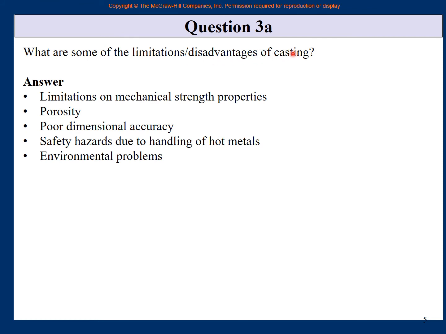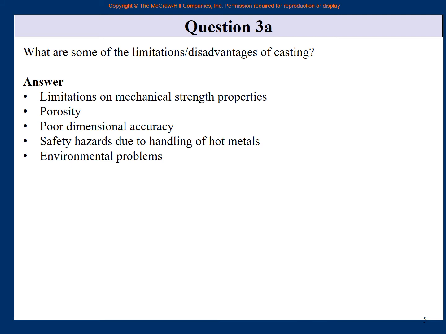Casting is a very good and very popular manufacturing process around the world. But what are the limitations or disadvantages of casting? Even if you do not remember, if you have learnt about casting, you can think of limitations on mechanical strength properties, because you will melt a metal and you will solidify it.